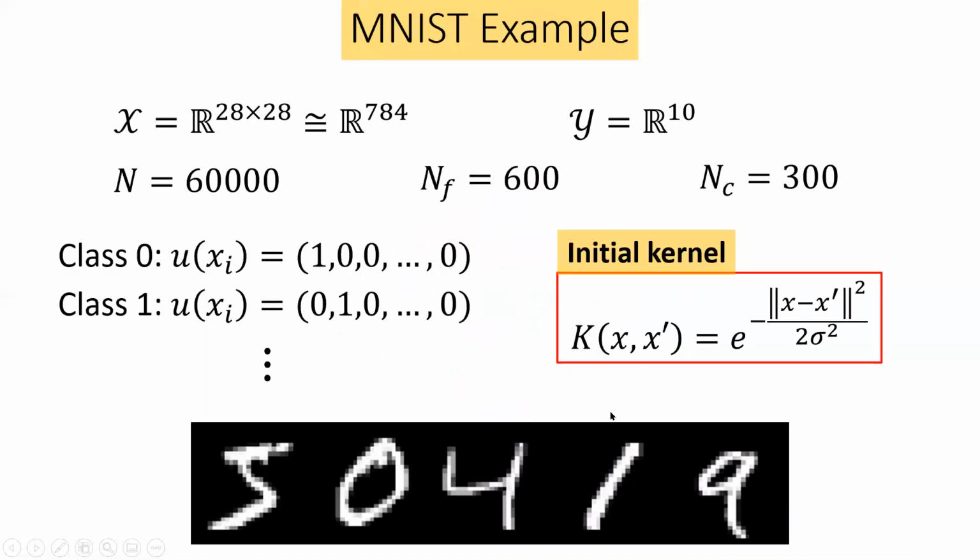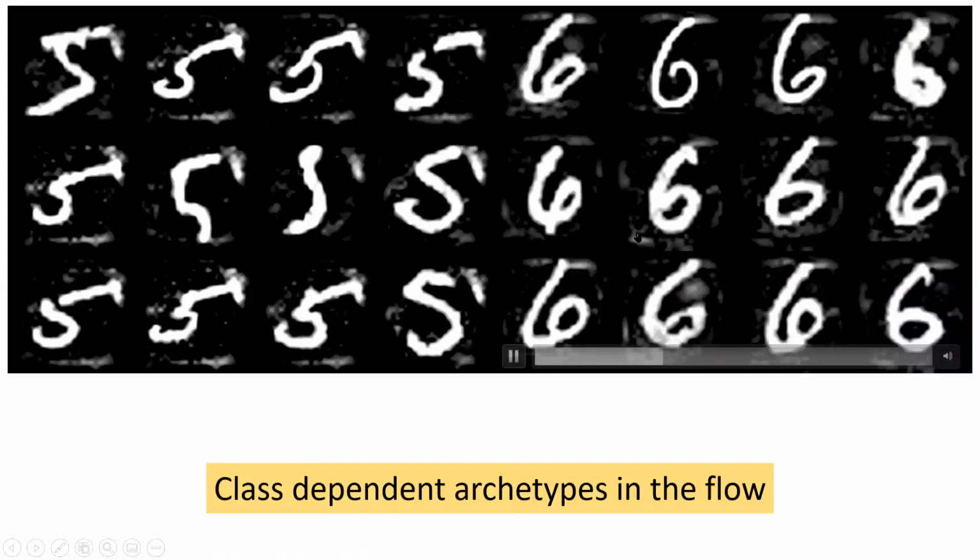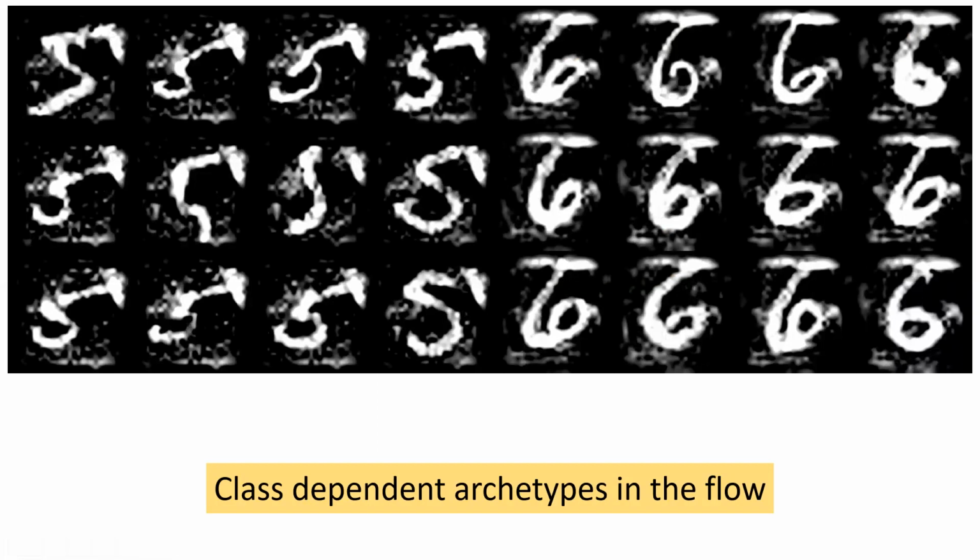We can also apply kernel flows to the MNIST database. Each MNIST image is a 28 by 28 image of a written digit. There are 10 classes, digits 0 through 9. Class 0 has output label this one hot vector where the 1 is in the first component. Class 1 is a one hot vector where the 1 is in the second component, and so on. We take a Gaussian initial kernel, and we can observe class-dependent archetypes in the flow.